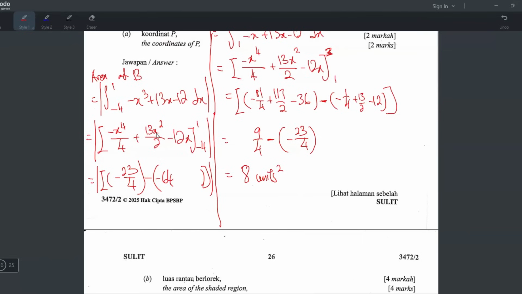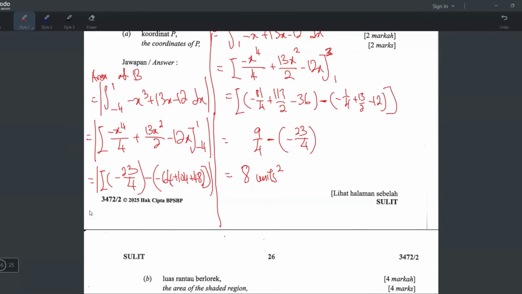And then what about this? Negative 4 square will give you 16. 16 divided by 2 is 8. 8 times 13, 104. Okay, yeah, plus 104. Yeah, 8 plus. Yeah, correct. And then negative 12 times negative 4 is positive 48. Yeah, you just use your calculator.